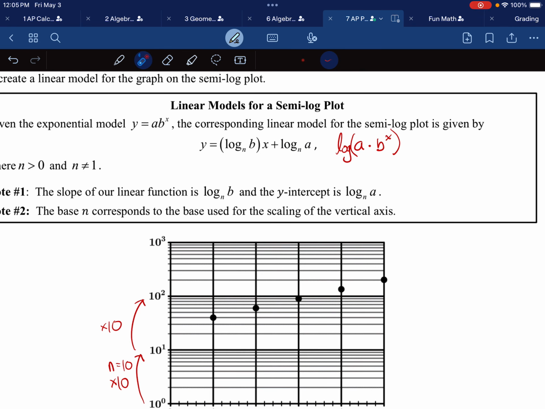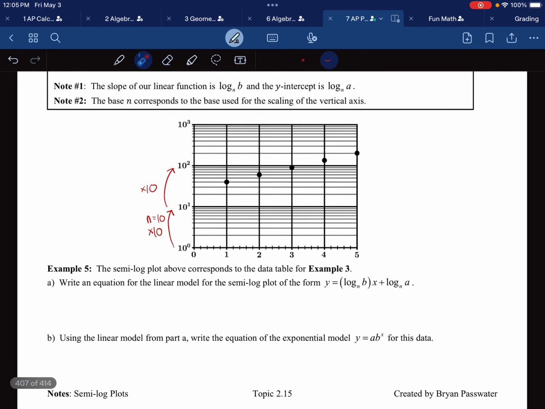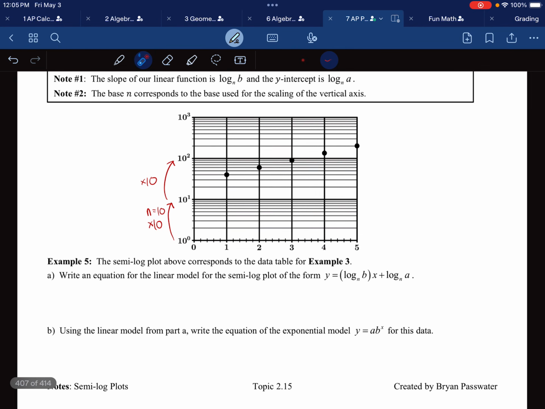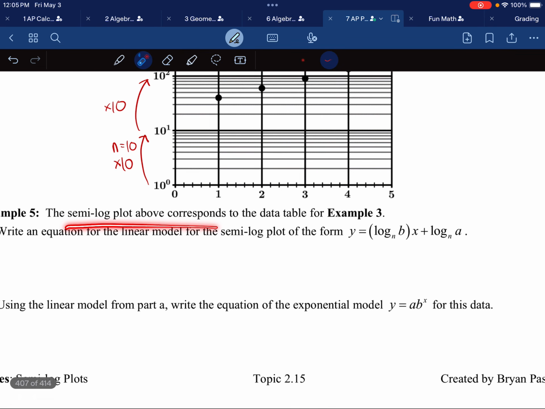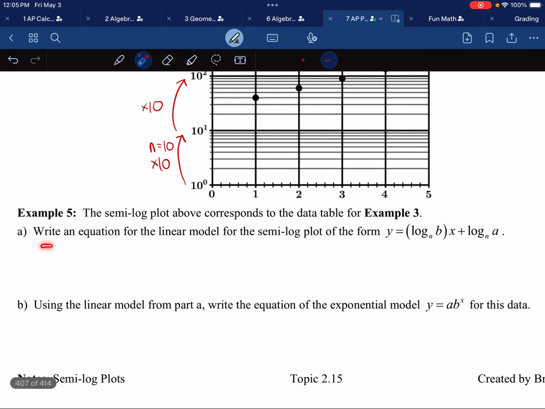All right, so it seems understandable at this point, I hope, and then actually applying this can be tricky. I don't think I've ever done it before. This is my first time applying it as well. So we have the semi-log plot above in example 3. We need to write an equation for the linear model. So it is exponential, but we want to find the equation of the line, and it's going to look like that form. So what do we have happening here?